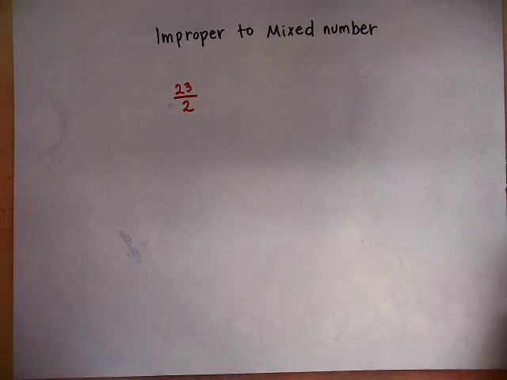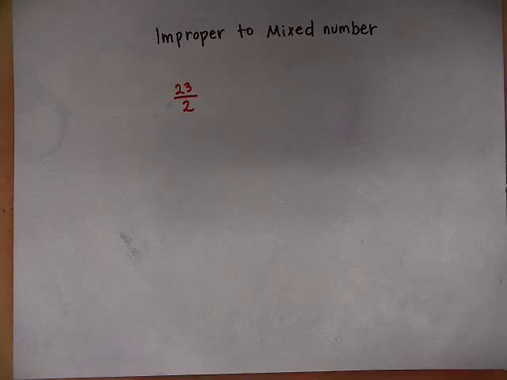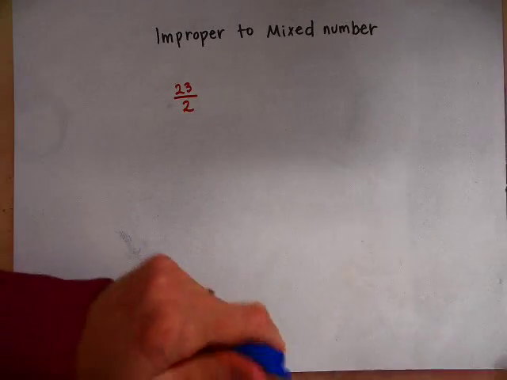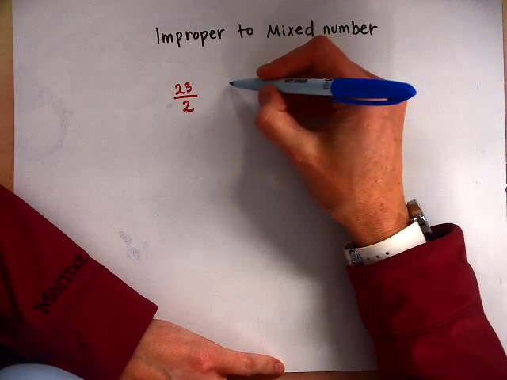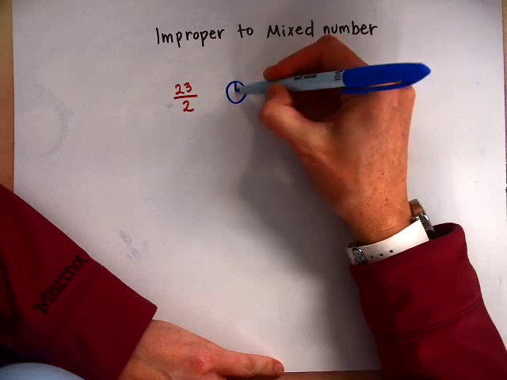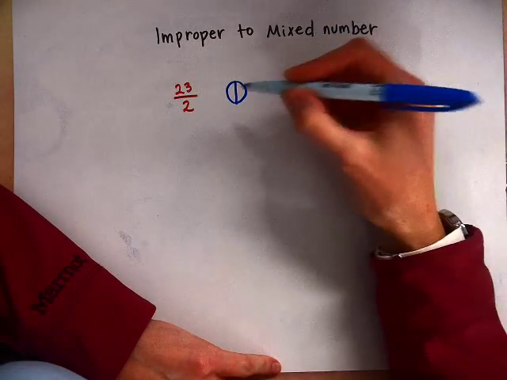And as you know, I like to draw pictures, so I'm going to draw a picture first for how to solve this, and then I'll do the other way. So I have 23 halves. I know there are 2 halves in one whole.